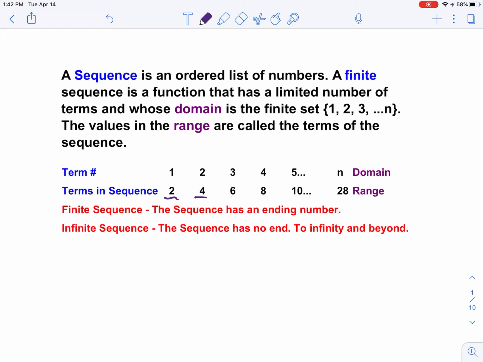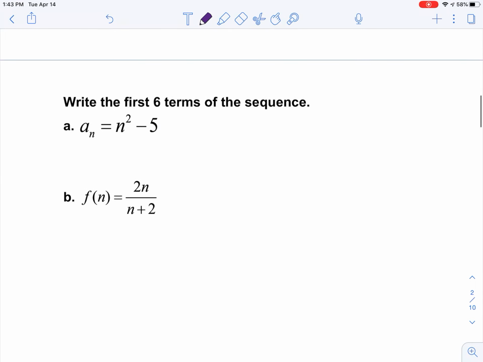So in this sequence that we have here, which is 2, 4, 6, 8, 10, your first term is 2, your second term is 4, your third term is 6, your fourth term is 8, and your fifth term is 10. And it goes on and on forever in the range. Finite means it has an ending number. An infinite sequence goes on forever without end or boundary.